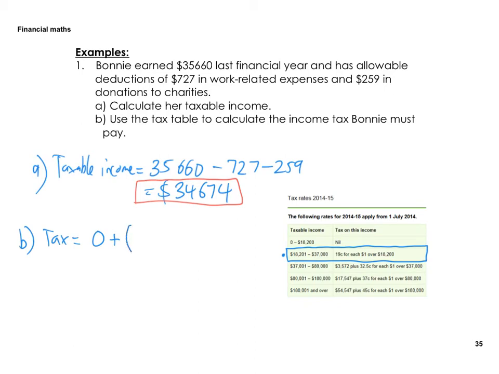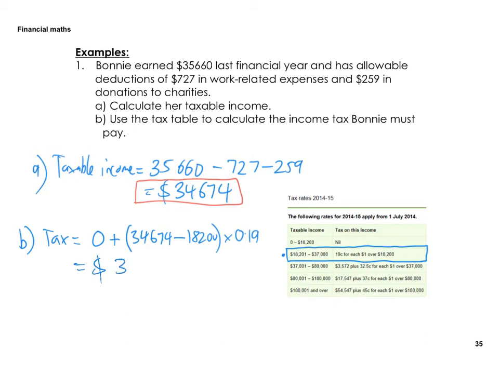So plus, bracket, 34,674, take away 18,200, and we're taxed 19 cents for each dollar. So I'm going to multiply that by just 0.19, because obviously you've got to make cents into dollars. 19 cents is $0.19. Just type that up, and that will be your answer.